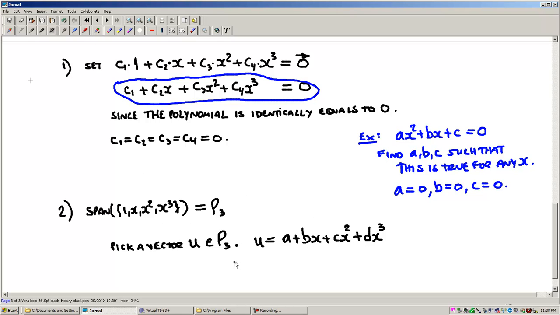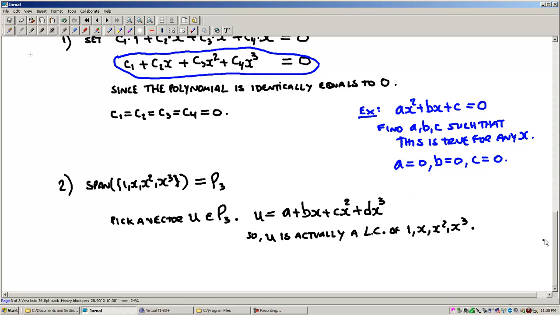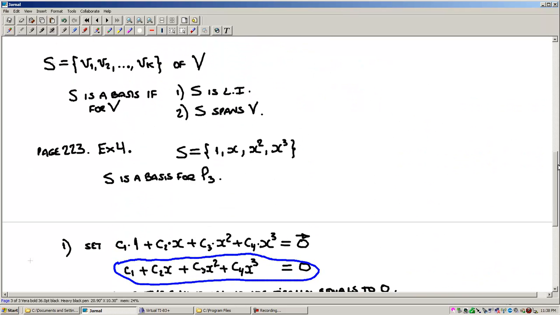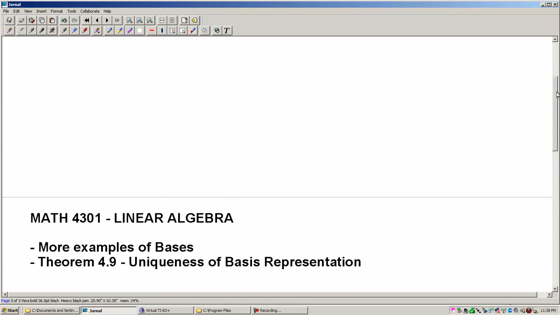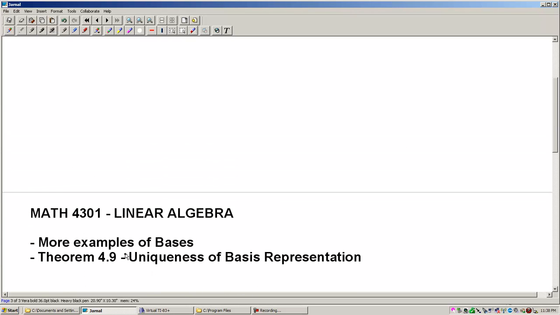So u is actually a linear combination of 1, x, x squared, x cubed. So any vector here is in P3, and obviously any vector in the span, because it's a linear combination of those vectors, is also in P3. So these two are equal. In other words, those 4 vectors span P3. Now let's go back to the original page, first page. So that's an example of a non-standard basis.